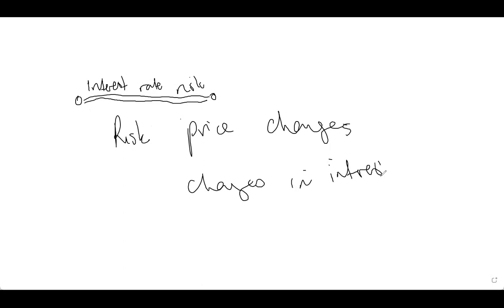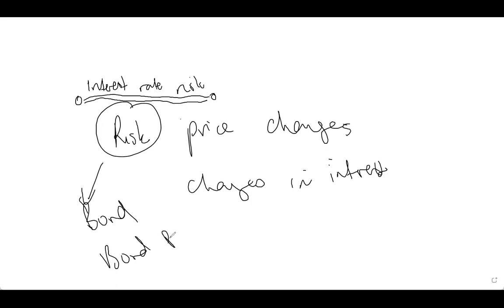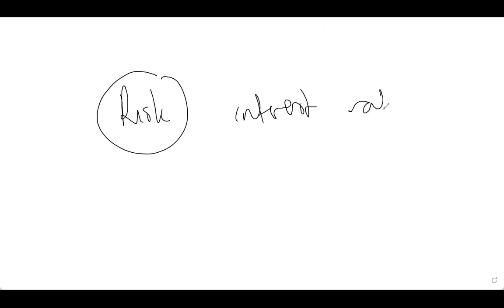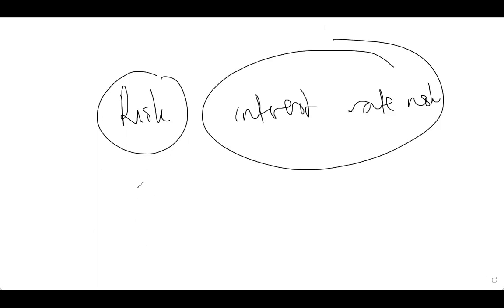Okay, so when we talk about interest rate risk, it's the risk that the price of a bond or the price of a bond portfolio changes due to changes in interest rates. So if you hold a portfolio of bonds, or you hold a particular bond, you are always exposed to a risk, which we call interest rate risk. And this is the risk that the price of your bond or your bond portfolio will change due to changes in interest rates. Whenever interest rates change, the price of a bond will change. Whenever interest rates change, the price of a bond portfolio will change.